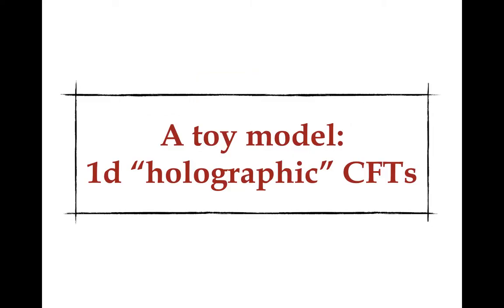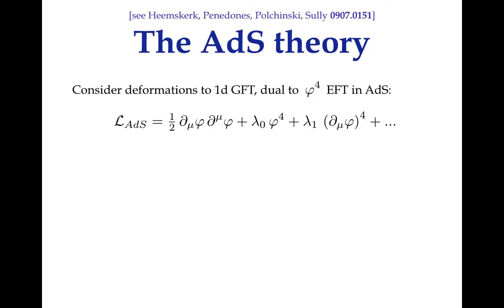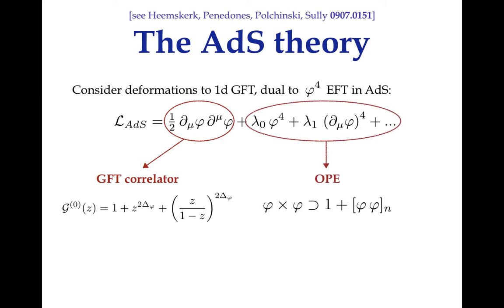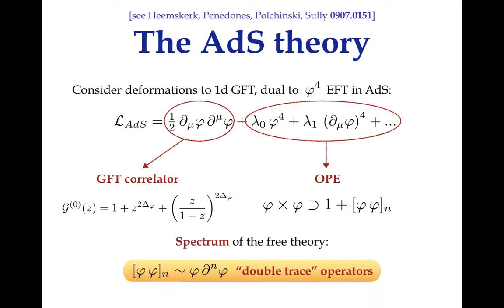To study this method, let's consider a toy model, which is a specific kind of 1D holographic CFTs, where the AdS Lagrangian is extremely simple. It's just that of a free scalar with a phi^4 type perturbation. The kinetic term fixes, on the CFT side, the leading order correlator to be that of a generalized free theory, and the phi^4 type perturbation fixes the OPE between two fundamental fields. And this also determines the spectrum of the theory, at least as far as we're concerned. This is made of double trace operators, which have the schematic form you can see here.